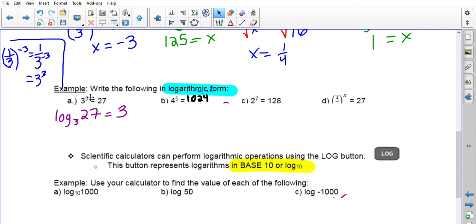Okay, so that exponent there becomes the answer of log. Okay, and that makes sense. Do the wraparound method. 3 to the 3 equals 27. Good. 4 to the 5 equals 1024. So remember, answer becomes argument, base becomes base. So this becomes log 1024 to the base 4 is equal to 5.